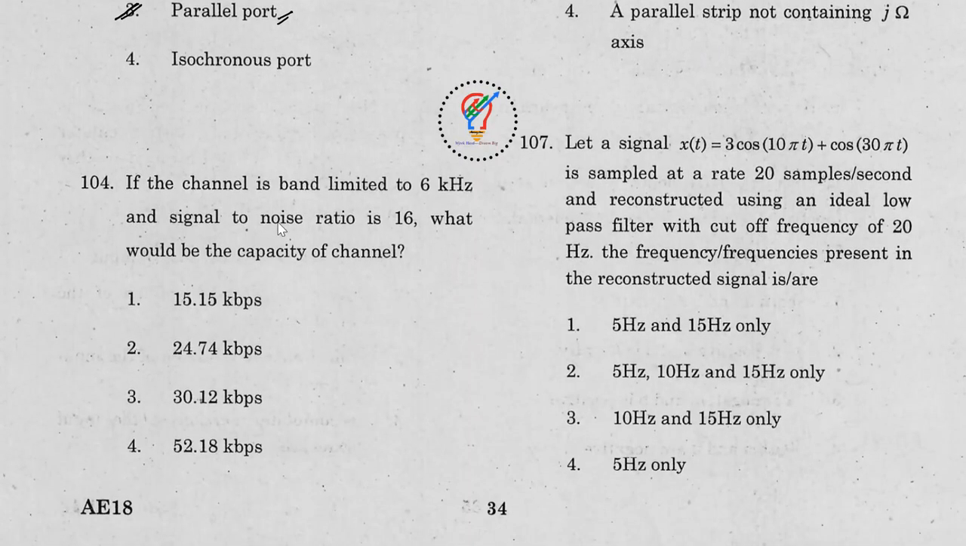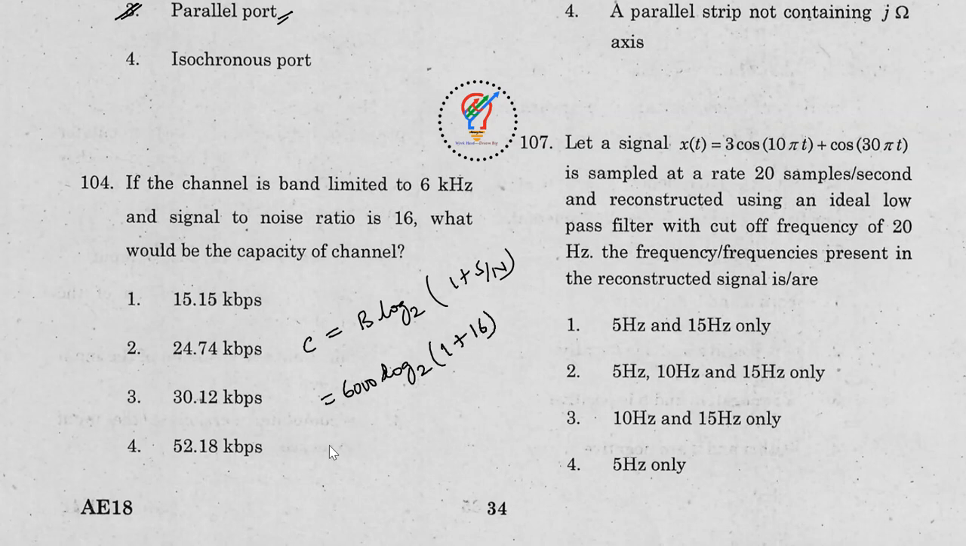Next one, if the channel is band limited to 6 kHz and the signal to noise ratio is 16, what will be the capacity of the channel here? The capacity of the channel C is equal to B log base 2 of 1 plus signal to noise ratio. B is nothing but 6 kHz. We will write it as 6000 into log base 2 of 1 plus 16, so it will be 17. If you solve this, you will get 24.74 kbps as the answer. So option 2 is the right answer here.